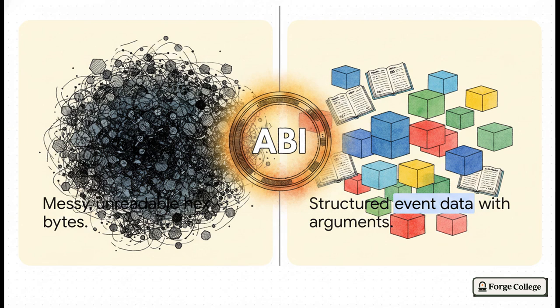Gross, right? But check out the parsed log on the right. We suddenly have structured data with named arguments like owner, ID, and data. The ABI, the application binary interface, is the magical decoder ring that transforms that messy hex block into beautiful, usable data your application can actually understand.